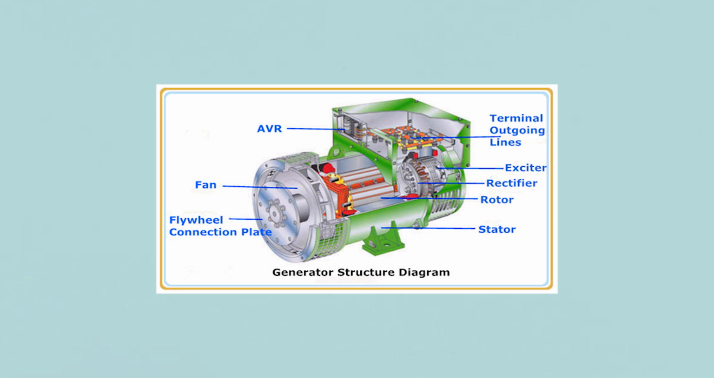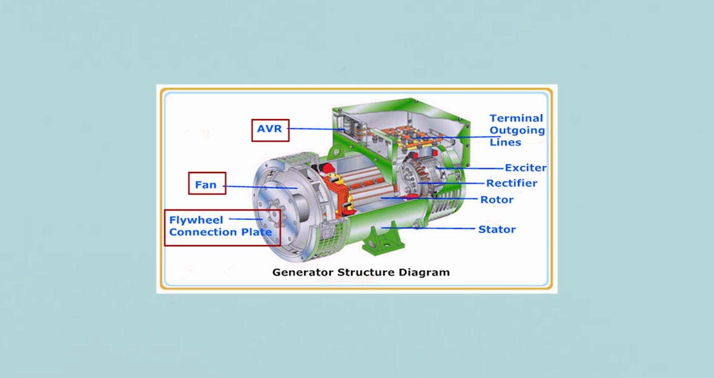So let us see some components in the synchronous generator. As you can observe in this diagram, we have shown the AVR. AVR stands for automatic voltage regulator. We have shown the fan, we have shown the flywheel connected plate, then we have shown the stator on which we are going to put the armature winding, and then the rotor is also visible there, in which you will put the field winding. And as we now know that rotor is going to receive the DC supply, so we require the rectifier. It is shown there, it is inside the machine.